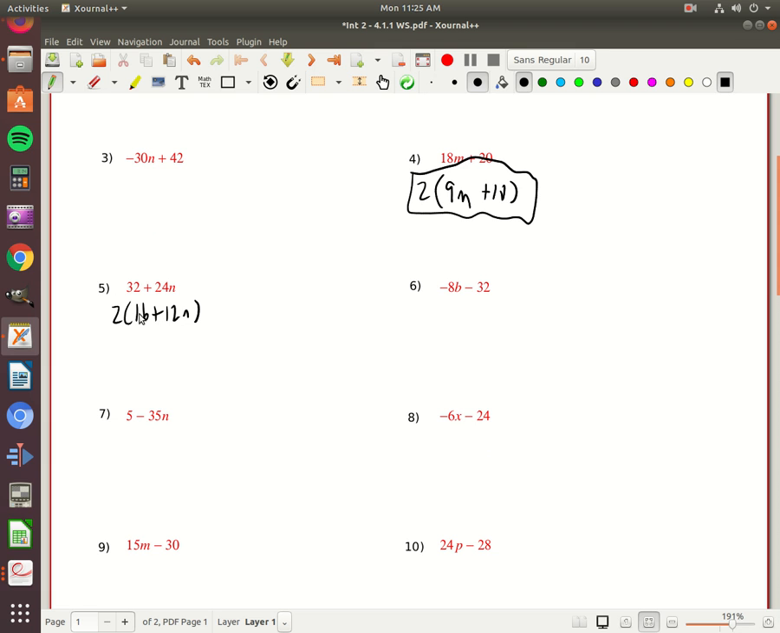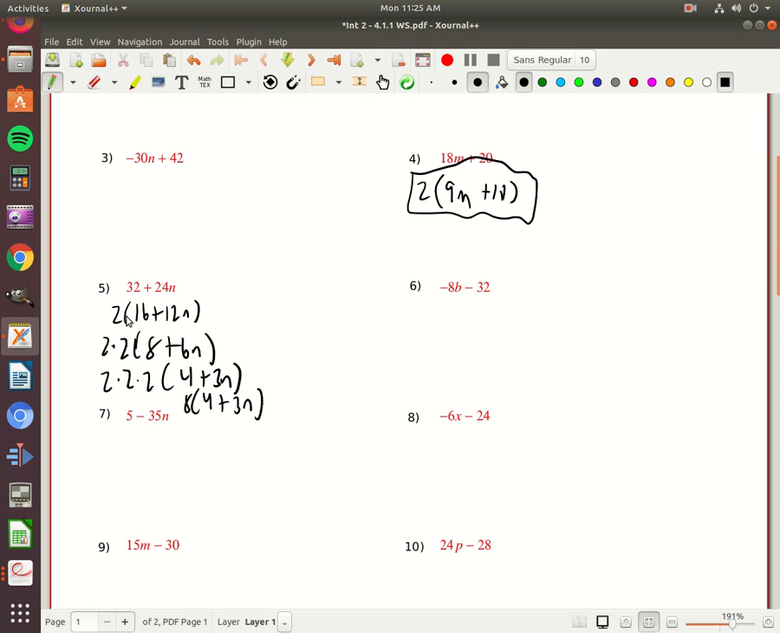Well, I hope you realize, hey, look, I can take another 2 out. And then you think, oh, look, I can take another 2 out. They're still both even. Well, that's fine, but what's 2 times 2 times 2? 2 times 2 times 2 is 8. So you can see there's my 32 and there's my 24n.